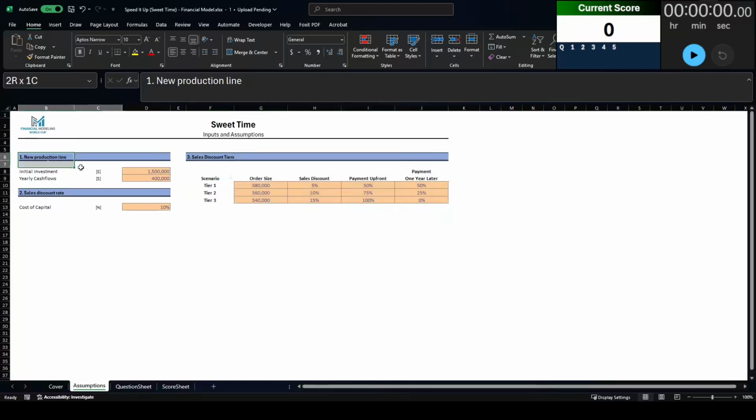Now, part 1 of the case is just going to focus on the production line. Part 2 of the case is going to focus on the other 2 parts, but we'll take care of those as we get there. So let me go ahead. I'm going to start my timer here, and let's see how far I can get with these questions. Here we go.